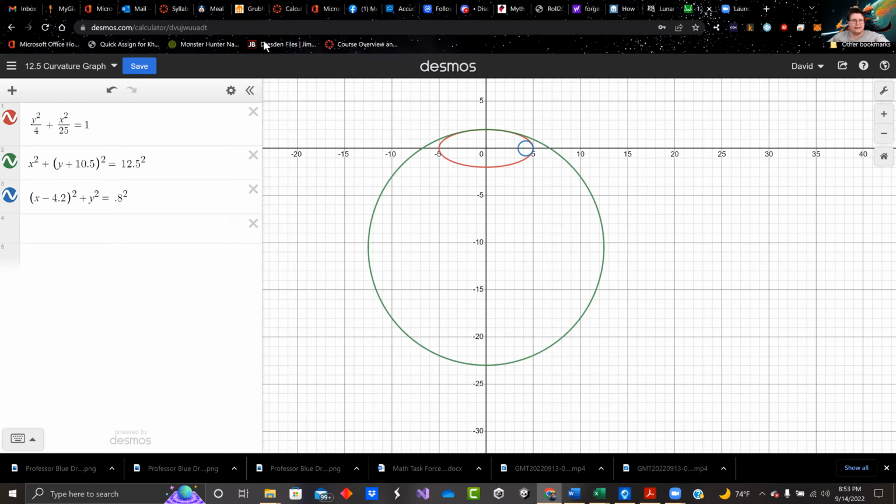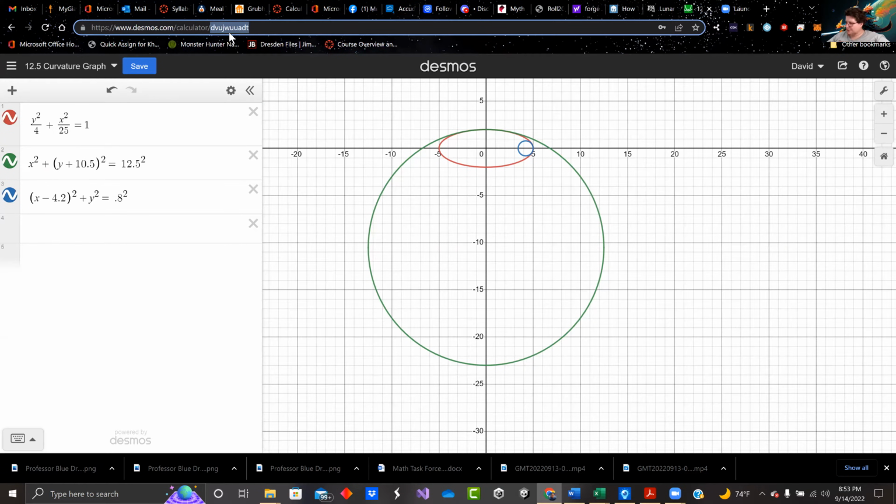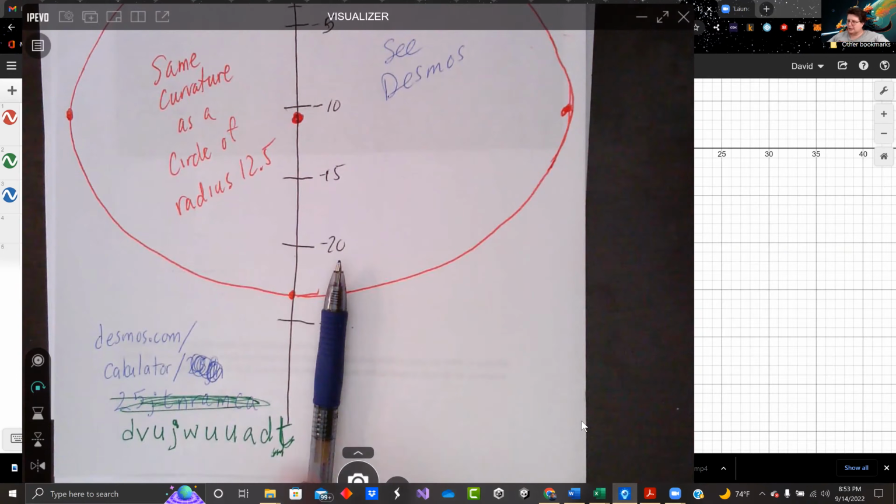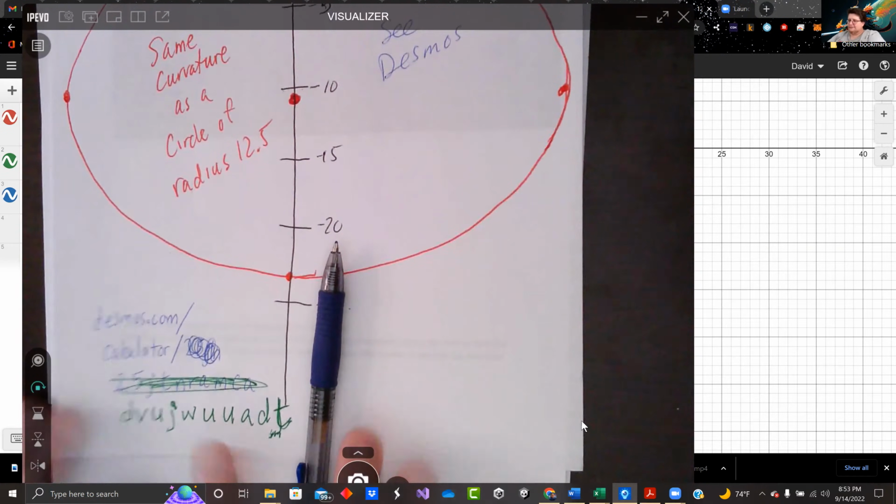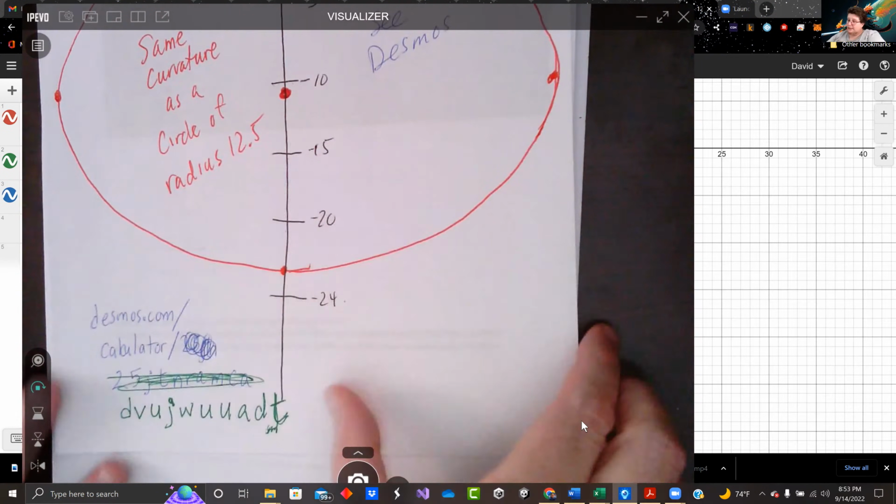Let's go look at it. That's what I have on my paper. So if you want to look that up, it's a saved graph on my account. That should take you to it.